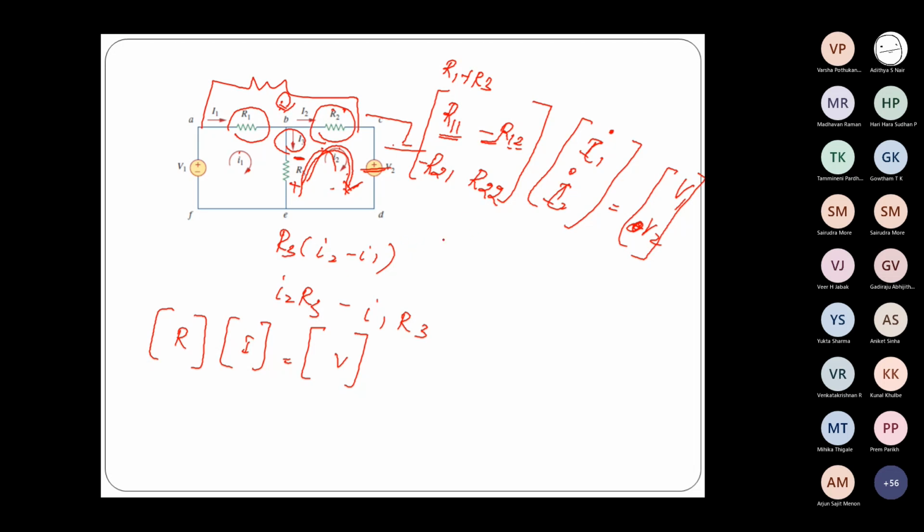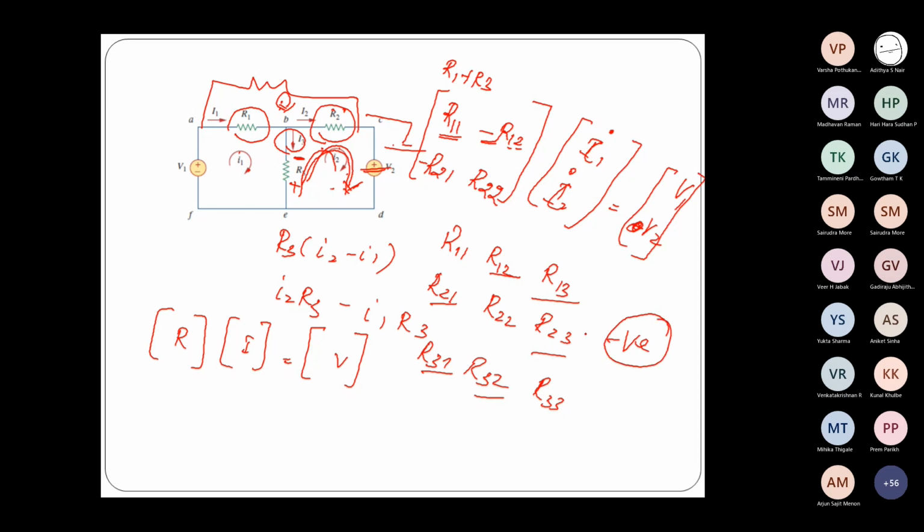So if I want to extend it for 3 loops or 4 loops, for 3 loops, it's going to be R11, R12, R13. And then for the second loop, R21, R22, R23. And then for the third loop, R31, R32 and R33. Then as discussed already, these are all the common resistances between loop 1 and 2, loop 1 and 3, 2 and 1, 2 and 3, 3 and 1, and 3 and 2. So all these common resistances, or mutual resistances, will be negative.